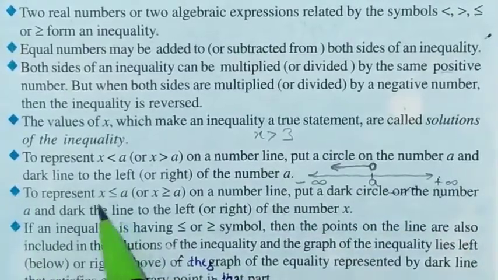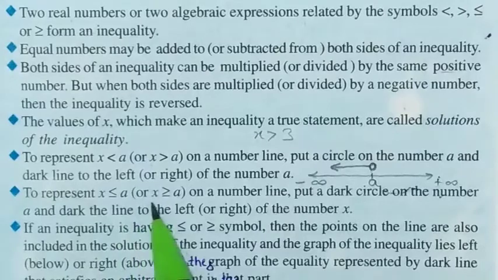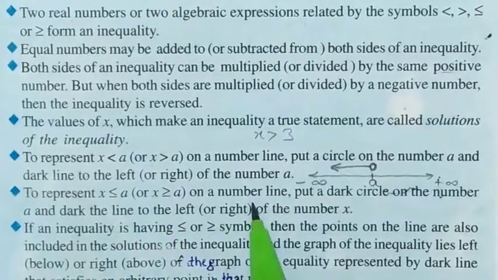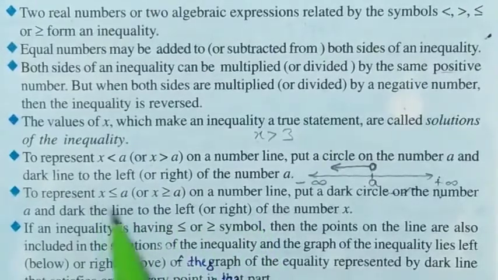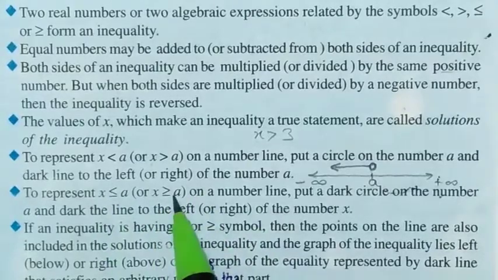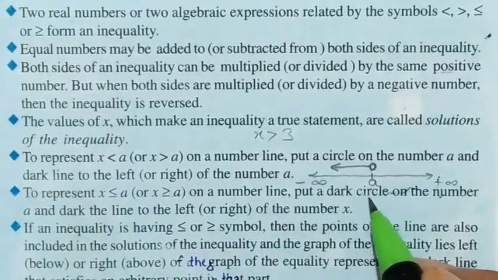And to represent x less than or equal to a or x greater than or equal to a on a number line, if you have to represent it with equality, put a dark circle on the number.